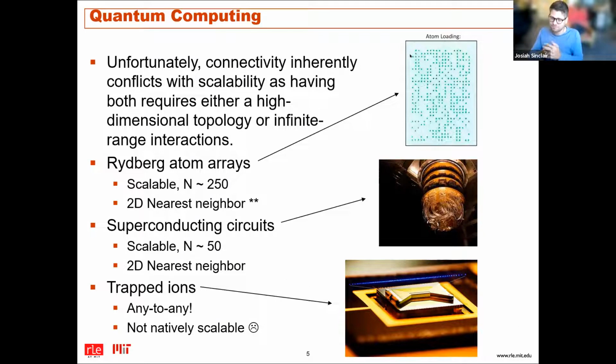And neither of those are very naturally available in the existing platforms. So for example, Rydberg atom arrays, a really promising hardware platform, are very scalable, right? The largest Rydberg array right now is about 250 qubits, but they're at least so far limited to nearest neighbor gates. I have a double asterisk there because I should add that there have been some very promising results recently involving mid-circuit reconfiguration of Rydberg atom arrays. So there's exciting stuff going on there, but that's kind of working in parallel.